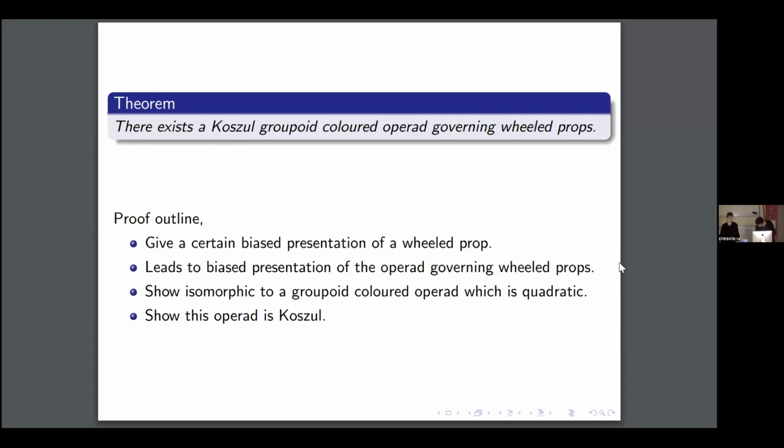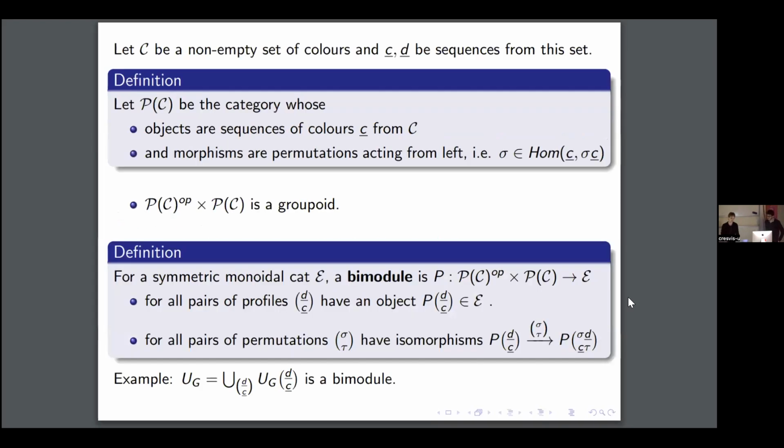mostly quadratic relations, but there's going to be a few problem relations that we're going to remove by moving to an isomorphic groupoid colored operad. And then finally, I'm going to discuss how we can prove that that groupoid colored operad is Koszul. So now for some preliminaries.